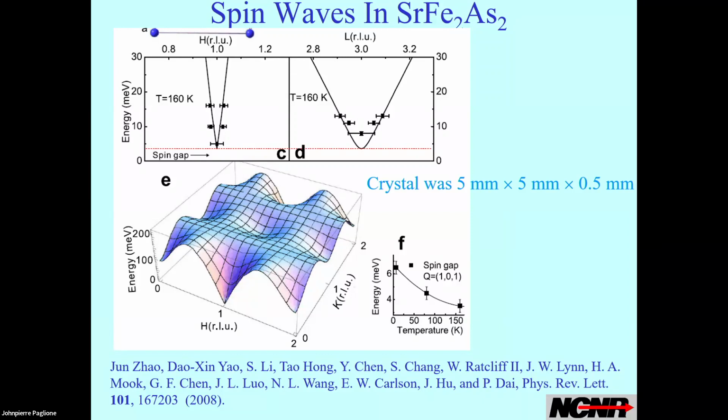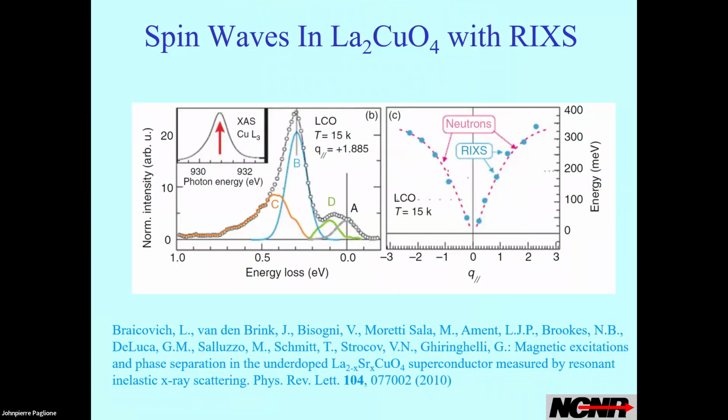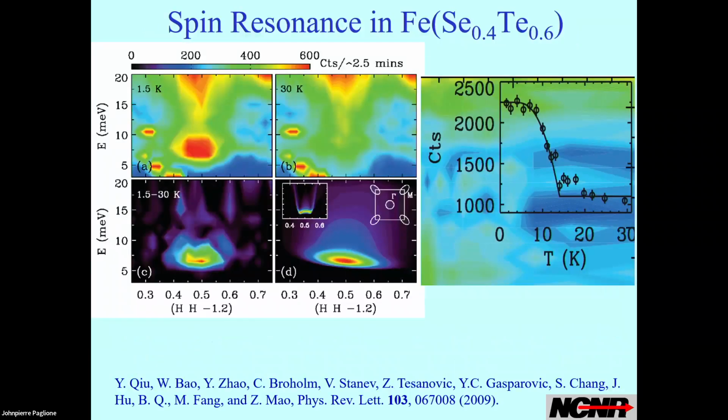This crystal was 5 by 5 millimeters and half a millimeter thick. We were able to get some good inelastic scattering. I just mentioned you can also do inelastic scattering with resonant X-ray scattering, RIXS. And here's one of the first examples of doing RIXS scattering and then comparing with the neutron data at that time. So you can do a lot with X-rays as well.